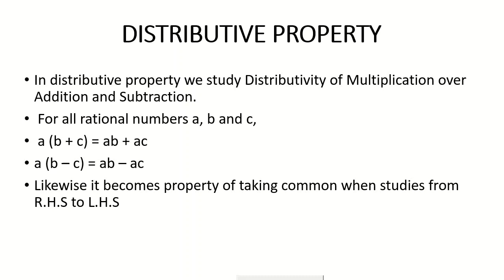distributivity can be taken as the property of taking common when we study it from left hand side to right hand side, and right hand side to left hand side. So on the right hand side we have ab plus ac. As we observe that we have a in both the expressions, we take a as common, and if a is common then b plus c will be in brackets. Similarly, in the case of ab minus ac, a is coming in both the terms, so a can be taken as common and the remaining comes in the bracket.